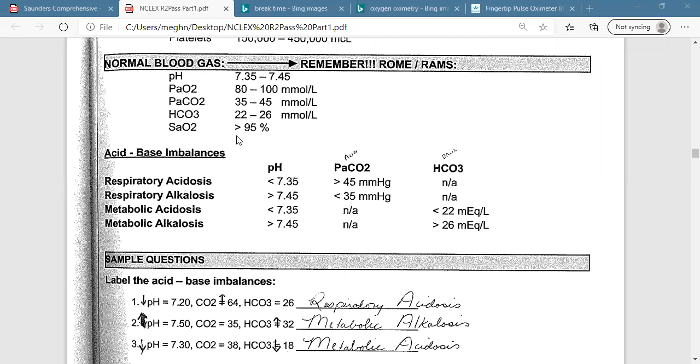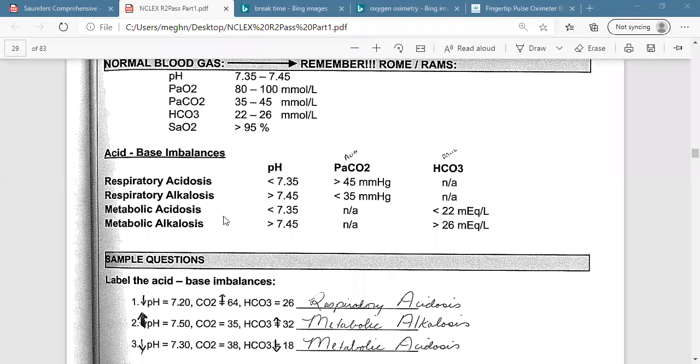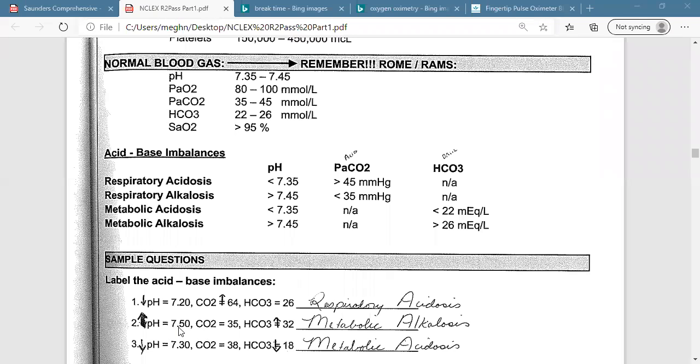So in NCLEX, sir, board exam, sir, yes, 7.50 is more than normal, so I think it will be alkalosis. If you're doing number 2, 7.50, I think you just said metabolic acidosis. No, we were doing number 3. Number 3, or okay, number 2. Okay, my bad.